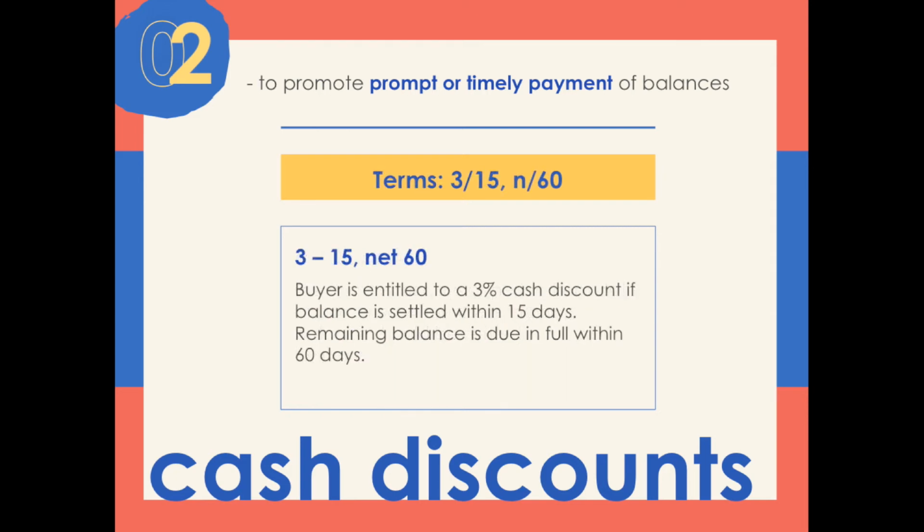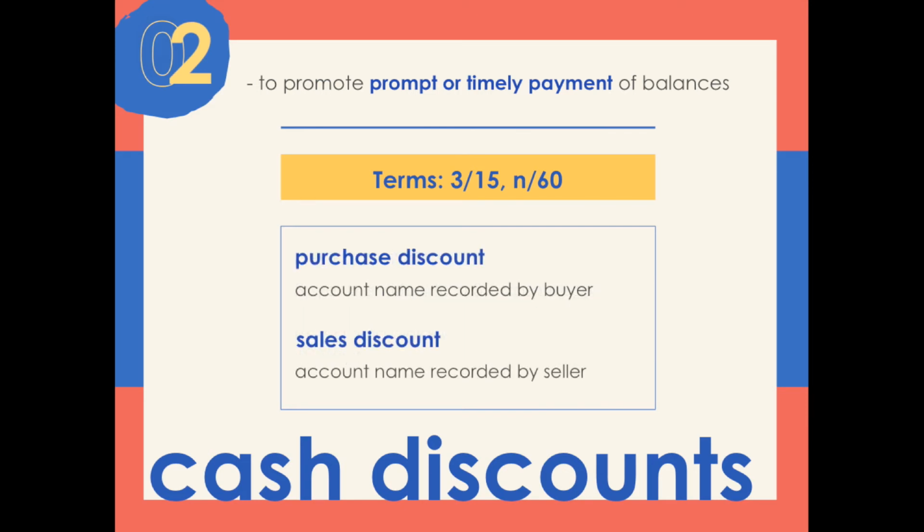The entire term is read as 3/15, net 60, and putting all the parts together, this credit term means that the buyer is entitled to a 3% cash discount if the balance is fully paid within 15 days and the remaining balance is due in full and must be paid within 60 days from the date of purchase. The buyer uses the purchase discount account, while the seller uses the sales discount account to record the cash discount.